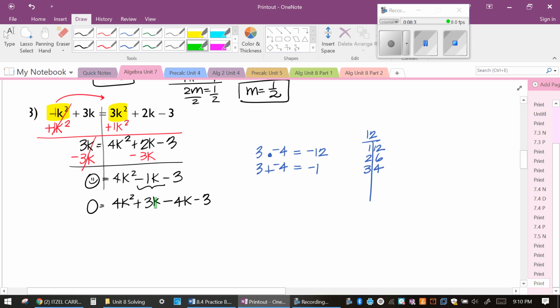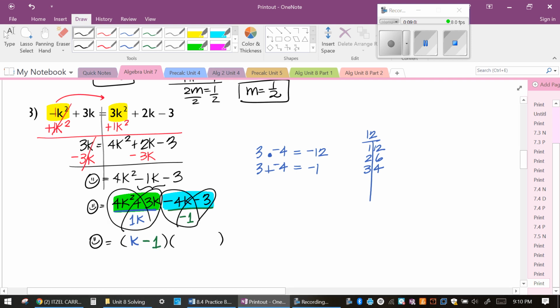Okay, I'm going to take the GCF of the first two, GCF of the second two. This would be 1k. This would be negative 1. And you have your GCFs and then your remainders. So your GCFs were 1k minus 1. And then the remainder, if I divide these or these, should be the same answer. You should have 4k plus 3.